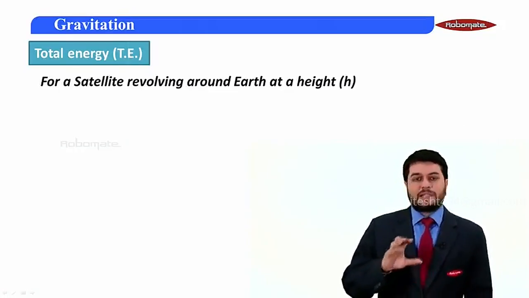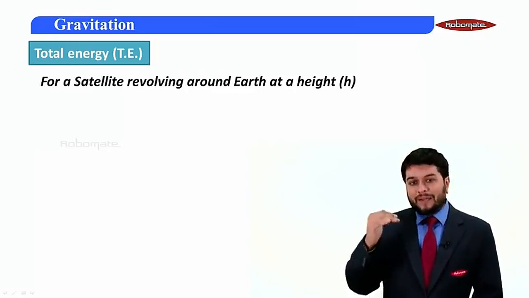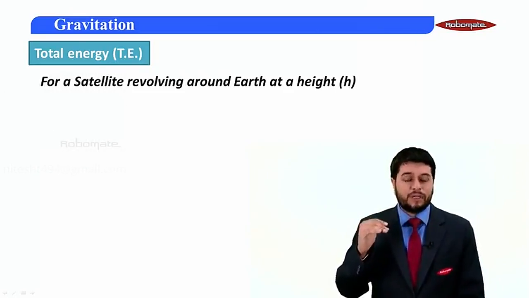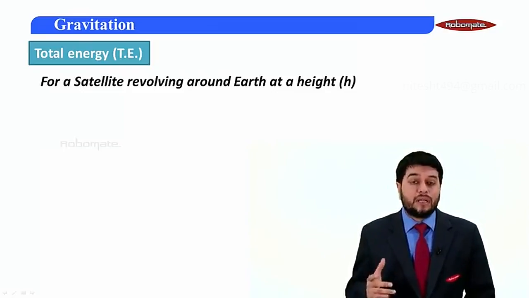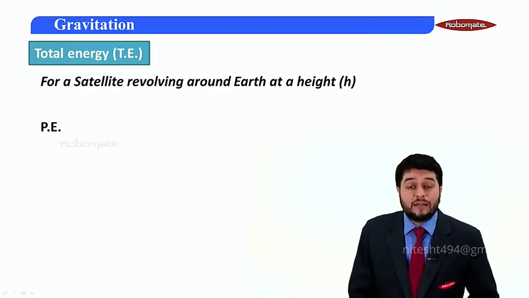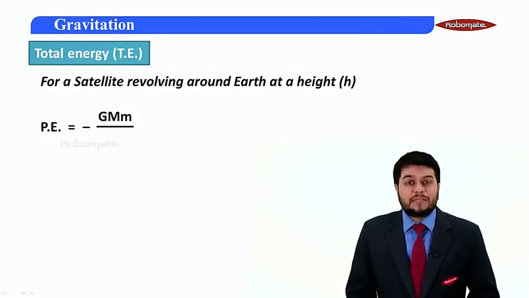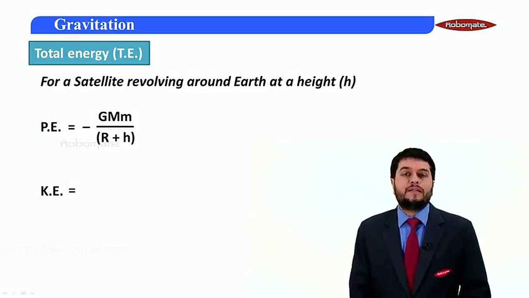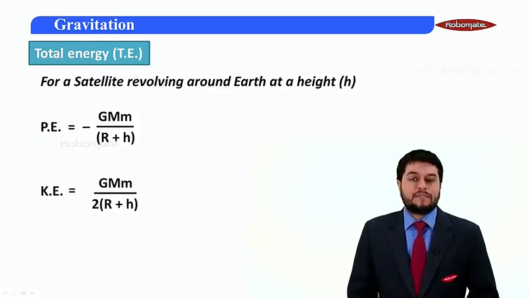Now, you know, when a satellite is revolving around the earth at a height, because of the height it has some potential energy, because it is at a height inside the gravitational field, and also because it is revolving in a circular path, that is, it is in motion, it has kinetic energy. So just summing up, I can say for a satellite revolving around the earth, there is potential energy which is given as minus GMm upon (R plus h), and on account of motion it has kinetic energy which is given as GMm upon 2(R plus h).